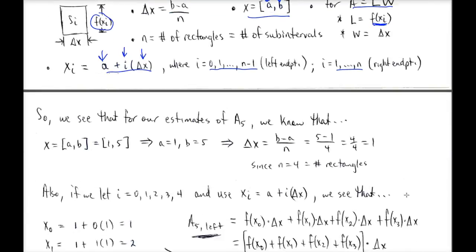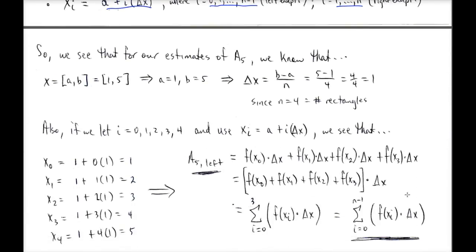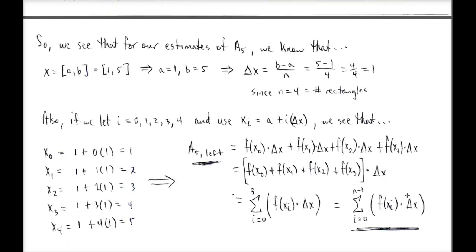All right, so let's go ahead and look at how this looks when we use these formulas here. And so we see that for our estimate of the area A sub 5, since a and b were 1 and 5 respectively, then we have to do b minus a divided by the number of rectangles we wanted, or the number of subintervals, n, to be able to get our delta x, which again, if we're looking at our rectangles, translates to the width of each rectangle that we're trying to find the area for before we add all those areas up.